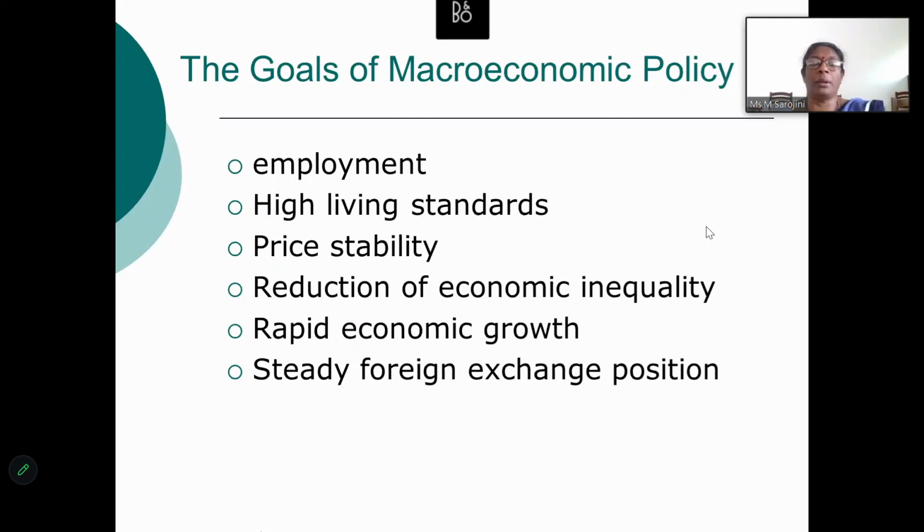Even though the country faces an economic crisis, to improve the standard of living of the people, there is some assistance provided by the government. Therefore, that is also under macroeconomics.